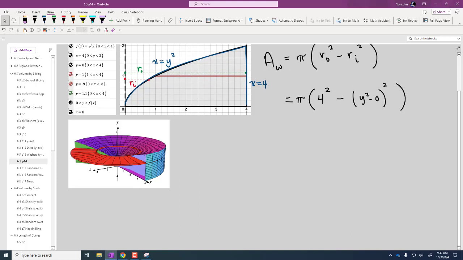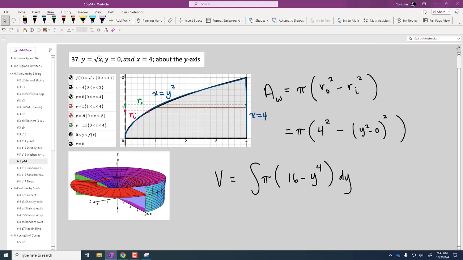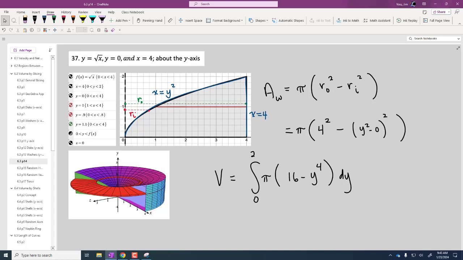So that tells us that our volume will be the integral of pi multiplied by 16 minus y to the 4th dy. Integrate area to get volume. And then let's look at our limits of integration. We're integrating with respect to y, so we're looking on the y-axis for that interval. Y starts here at 0 and it ends at 2. So those will be the limits of integration, 0 to 2.